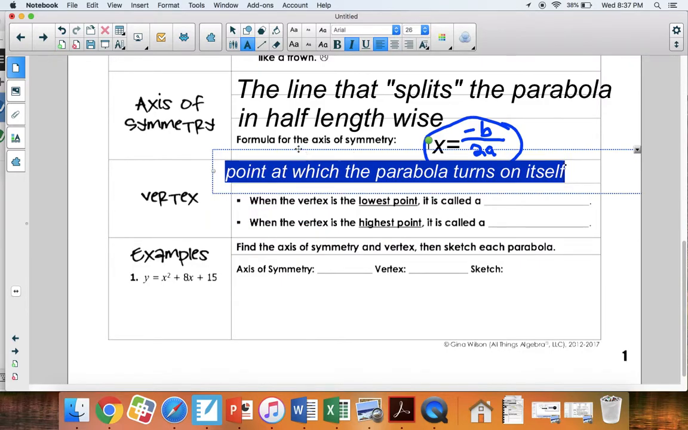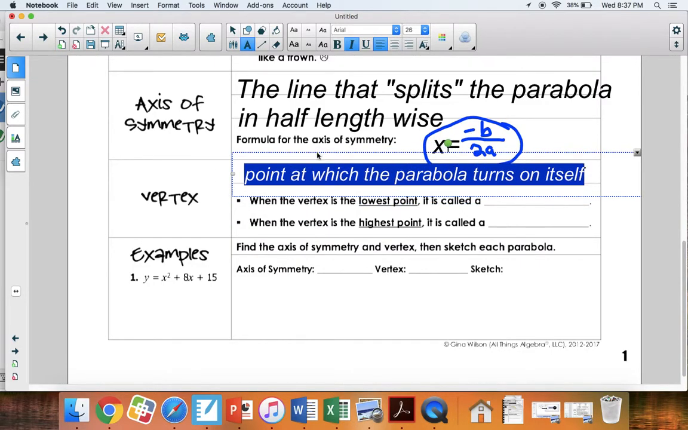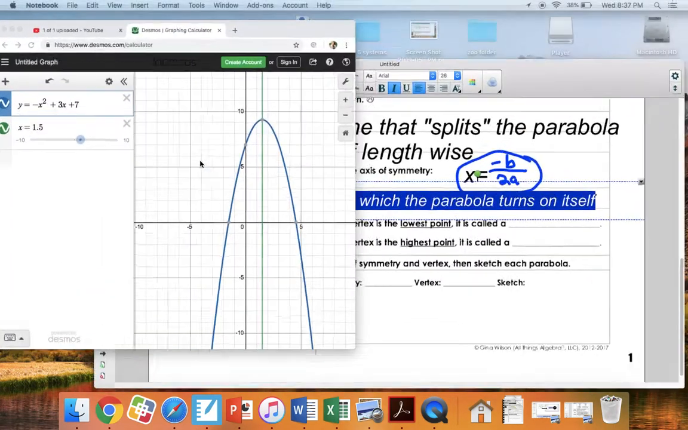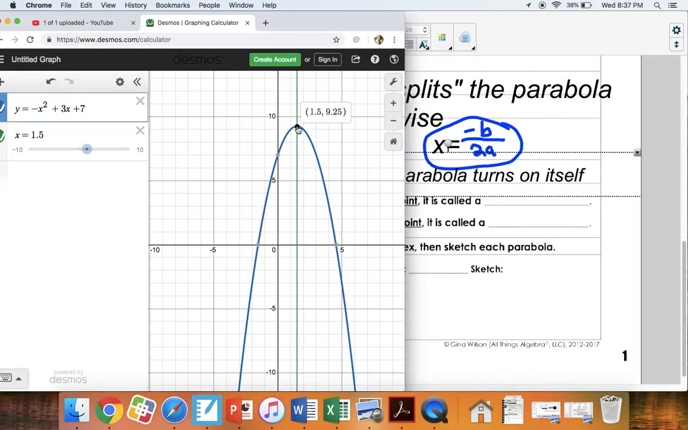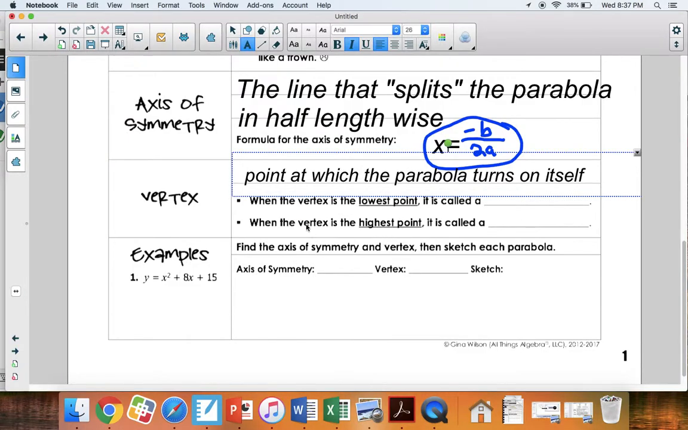So on our example on our Desmos here, the vertex is this tipping point right there where the line gets the very highest that it can get, and then it starts going down. So the highest point that a vertex can be is called a maximum.